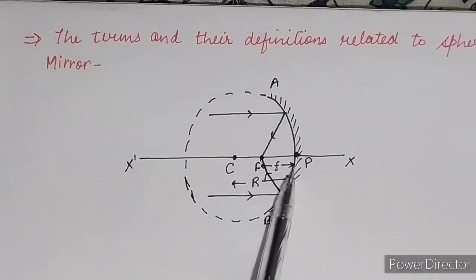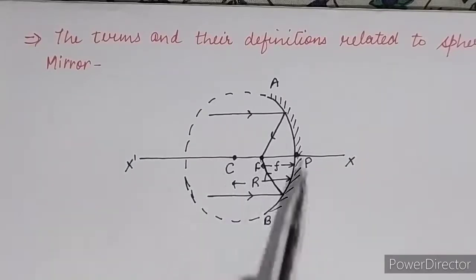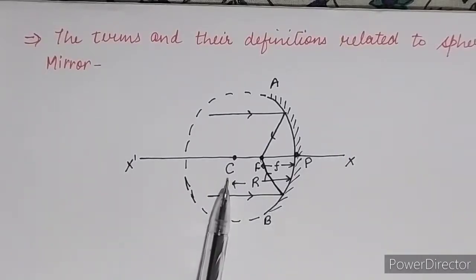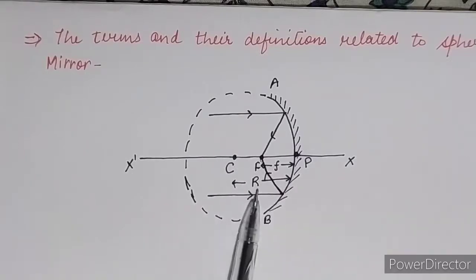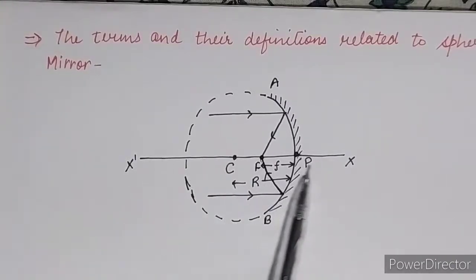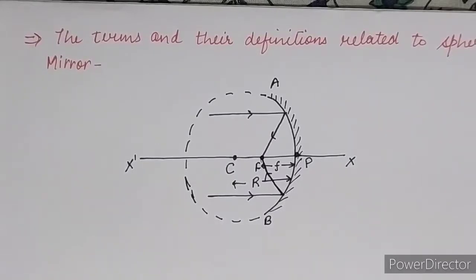The central point of the mirror is called your pole, denoted by P. The center of the sphere, of which the mirror is a part, is your center of curvature. The distance between the center of curvature and the pole is your radius of curvature. Okay. The line passing through the center of curvature and the pole is your principal axis.